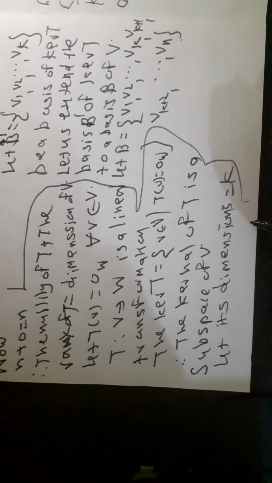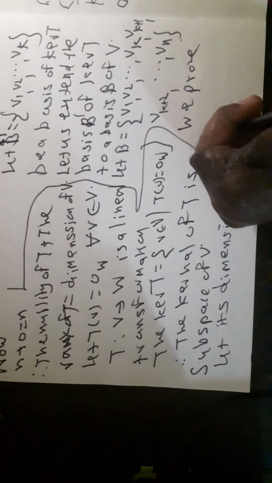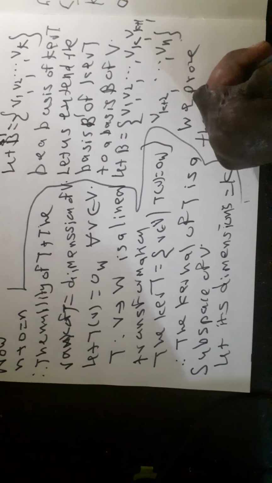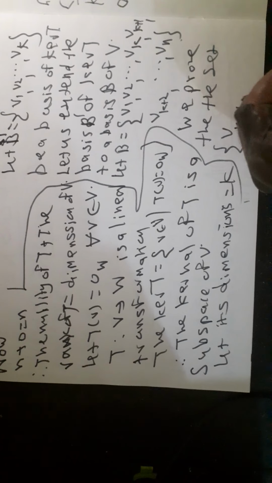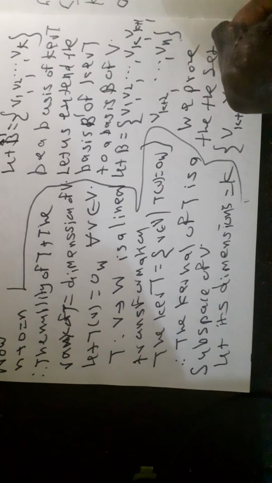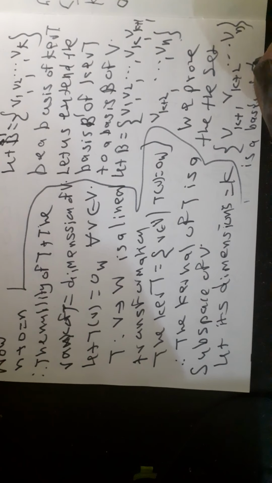Now we prove that the set vk plus 1, vk plus 2, dash, vn is a basis of the image of T. See here, we prove that the set vk plus 1, vk plus 2, dash, vn is a basis of the image of T.